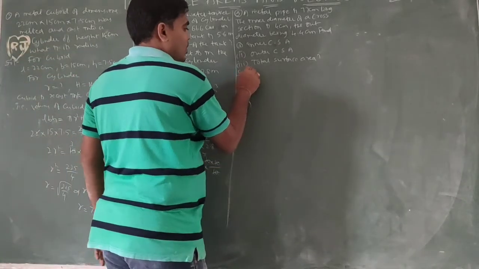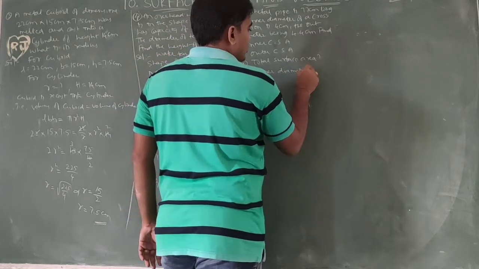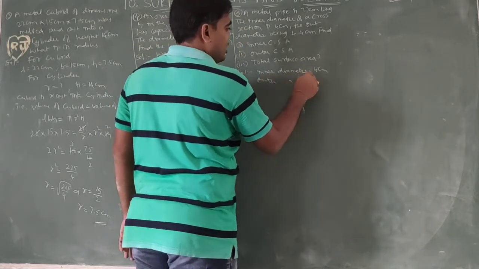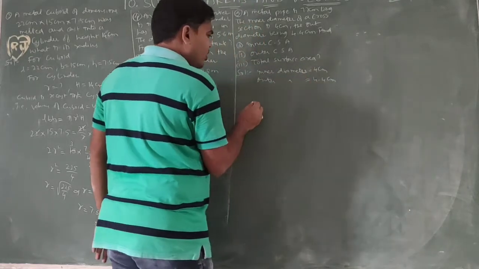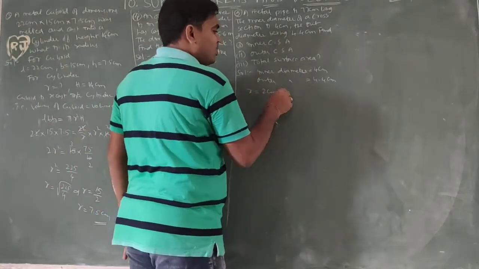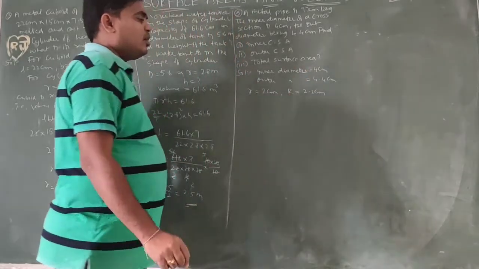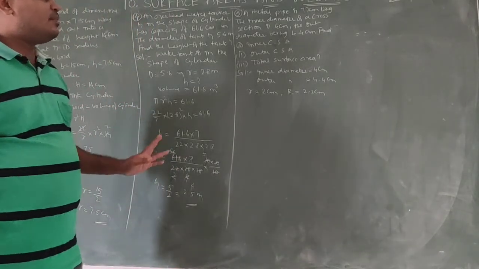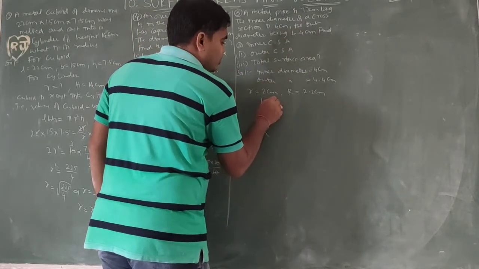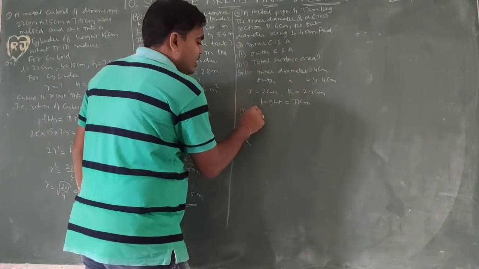Solution: inner diameter equal to 4 centimeters. Outer diameter equal to 4.4 centimeters. I am taking inner radius, small r, equal to half of the diameter, 2 centimeters. Outer I am representing with capital R equal to 2.2, half of this one. Now the height will be the same. What is the height? The length of the metallic pipe is nothing but height. Height equal to 77 centimeters.